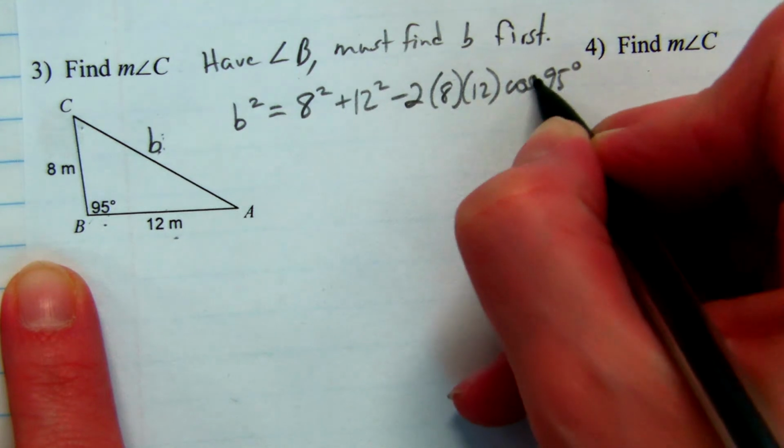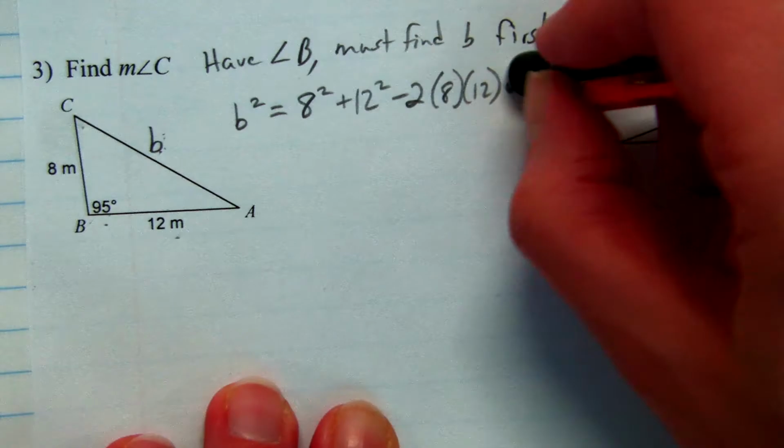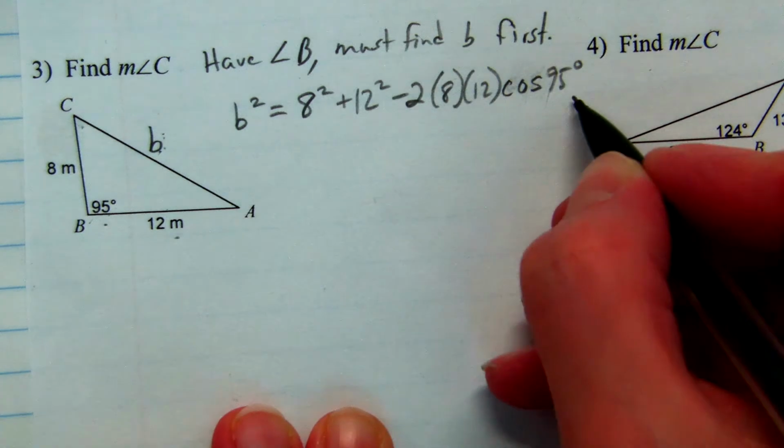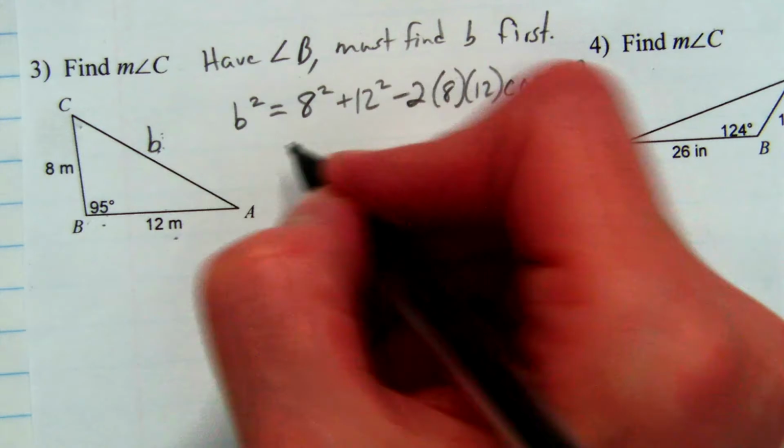That says cosine even though it looked really weird. Let me try that again. Looks like WS. I don't know what I'm doing. There we go. Cosine of 95. So we'll just type all of that in.